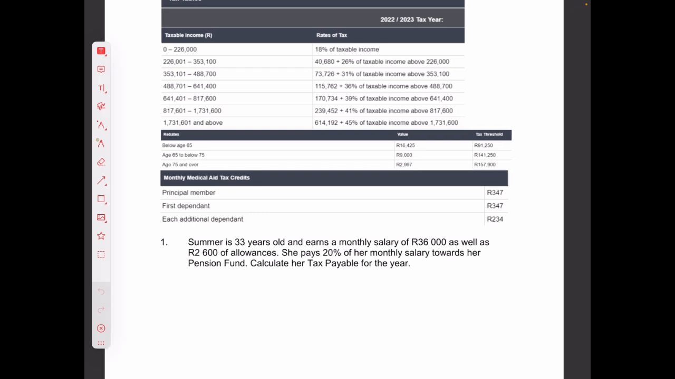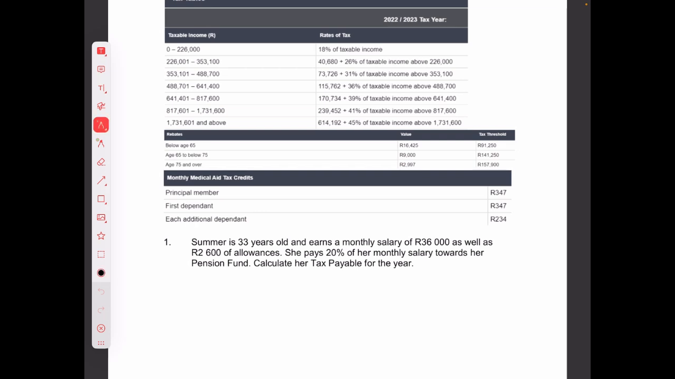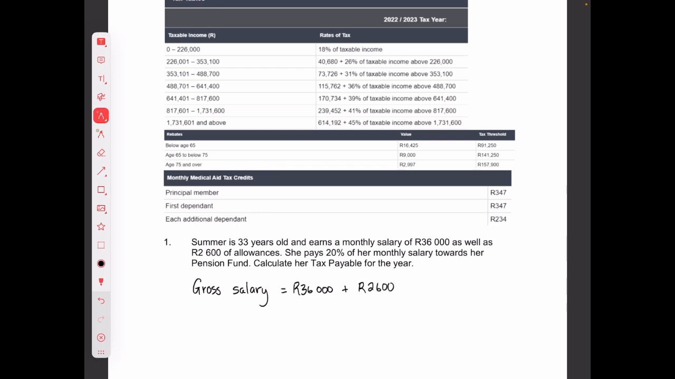So we will start off with her gross salary, which is her basic salary of 36,000 plus her allowance. Now you're going to get taxed on any allowances that you have. So if we add the two together, we're going to get 38,600.